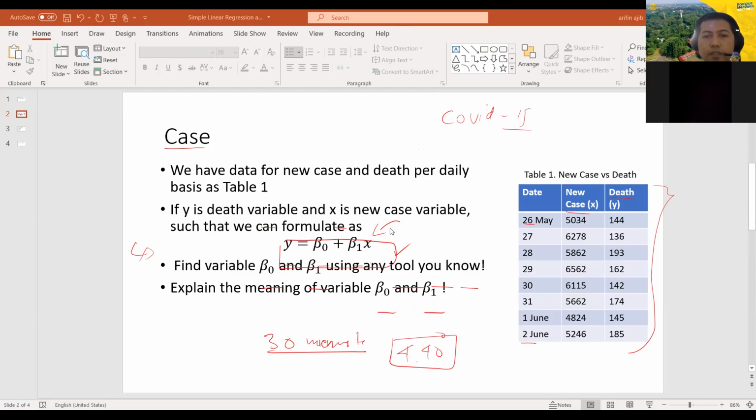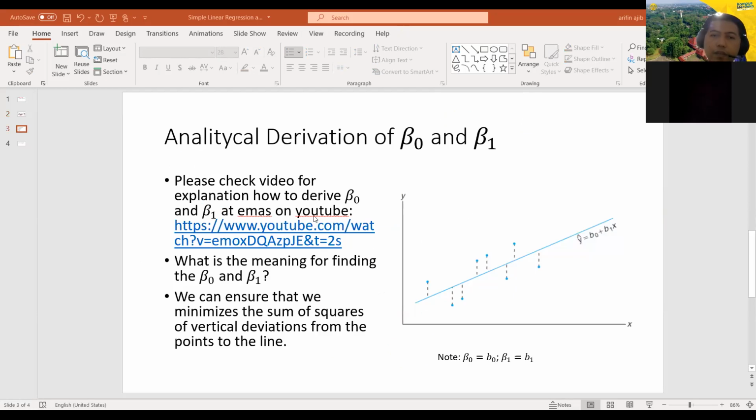Okay, this is yesterday's activity. You already experimented with how to derive beta 0 and beta 1, and then you can easily derive them using Excel, something like that. But what is behind beta 0 and beta 1 actually? Okay, that's the meaning.